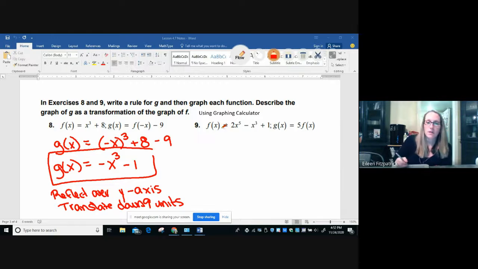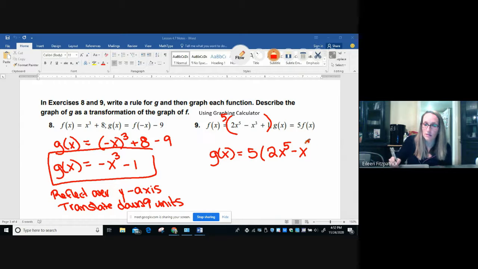Number 9. They're telling you for your g of x function, take your f of x and multiply the entire thing by 5. So I'm going to multiply this entire thing by 5 to get my g of x function. That's what this notation says. So for g of x, I'm going to have 5 times the quantity 2x to the 5th minus x cubed plus 1. Now, before I clean it up, what does that number out in front of the f of x tell you to do?